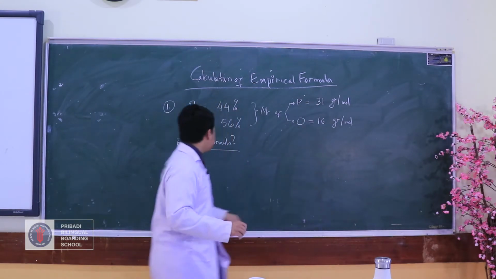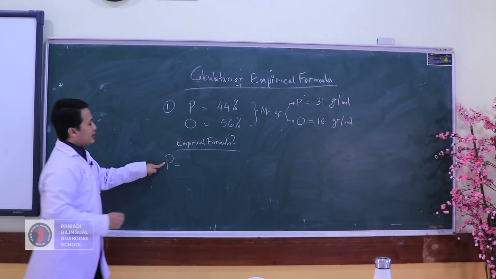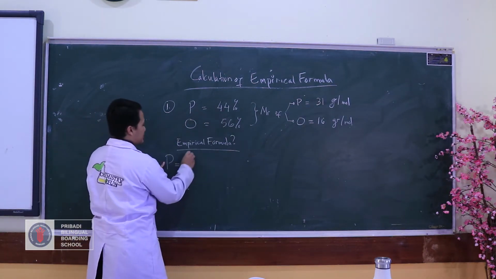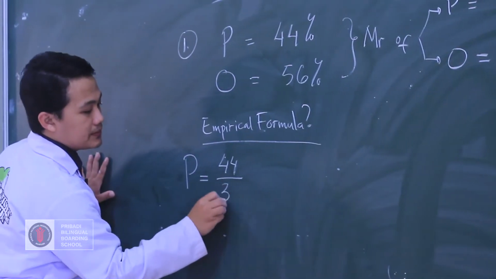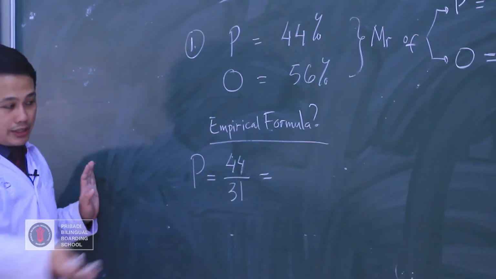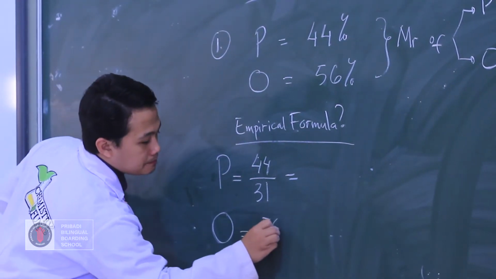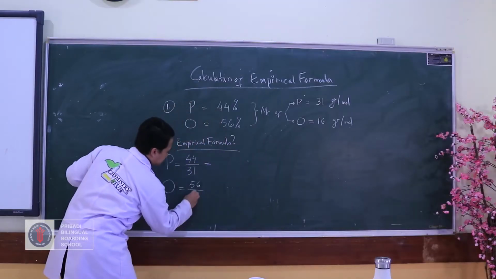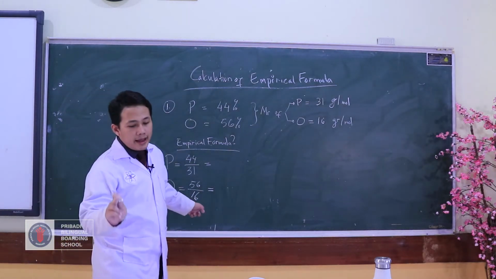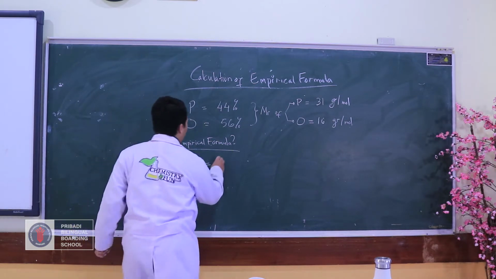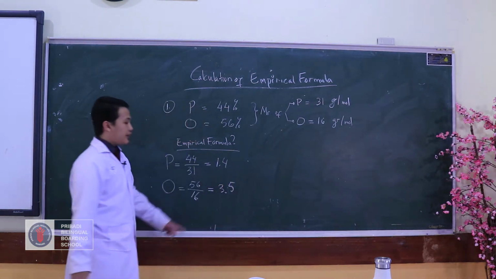So now it's easy. So first, find for P. So basically, you can calculate the number of P using the percentage over the molecular mass, over 31. It is going to be equal something. You can calculate it by your calculator. And then for the oxygen, it is going to be 56 over 16. Did you calculate this one? Well, I actually calculated this one, and it is around 1.4, and this one around 3.5.